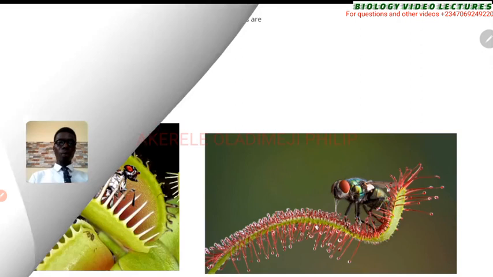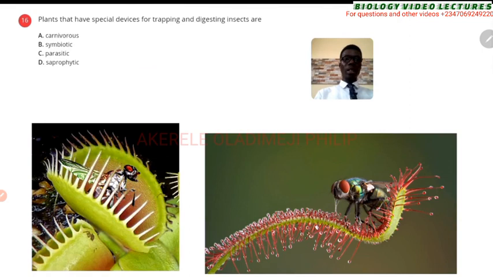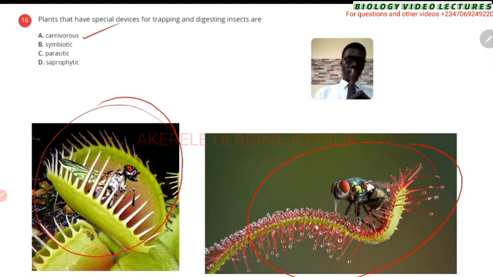Plants that have ability or special device for trapping and digesting insects are called carnivorous plants. So this is what you have here. This is venus flytrap. This is sundew. Please hear this. You might want to ask, why will a plant decide to do this? They do it for a reason. Most of these kinds of plants grow in soil, or in an environment, where they don't have nitrogen.